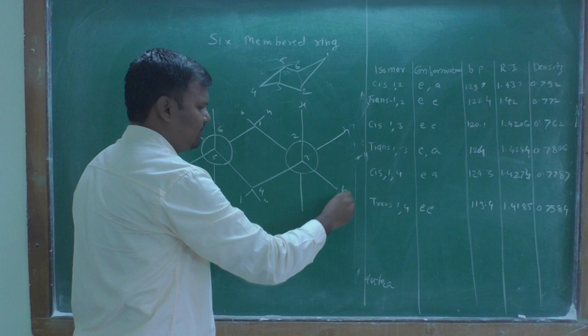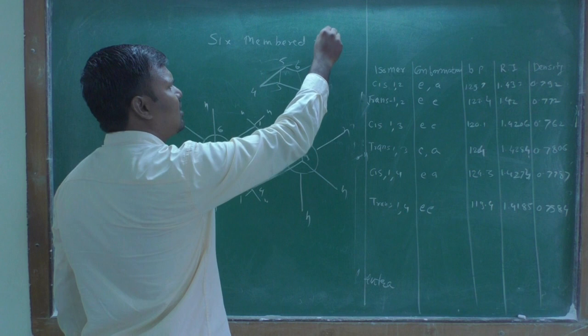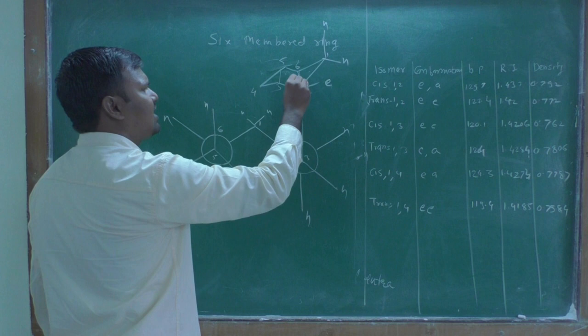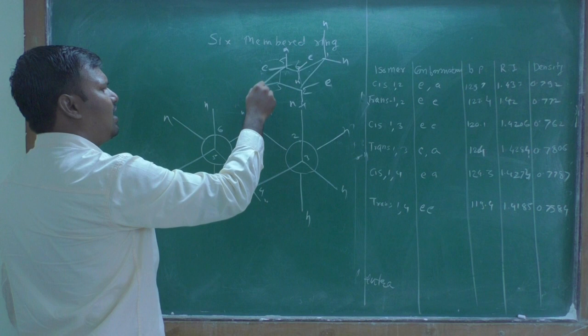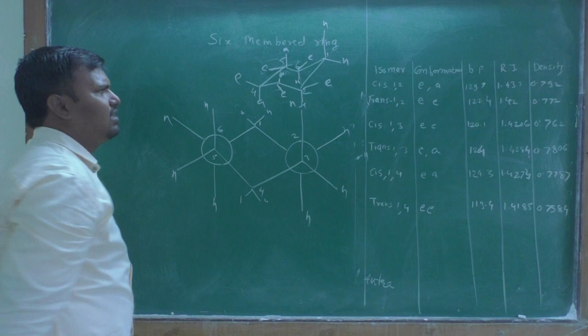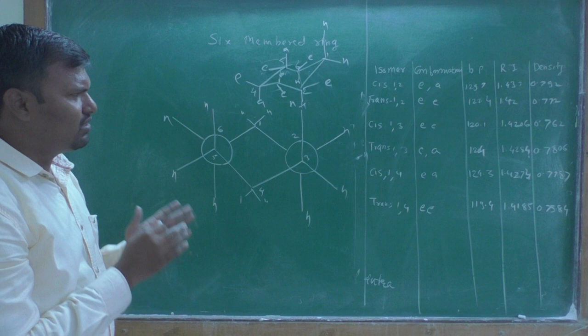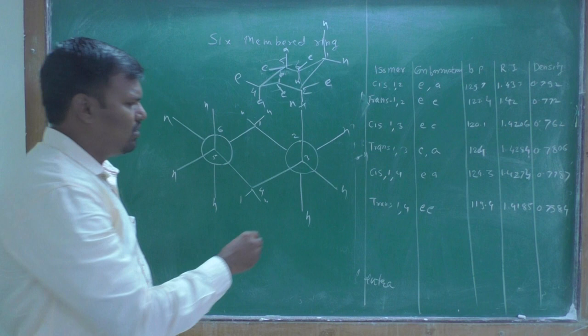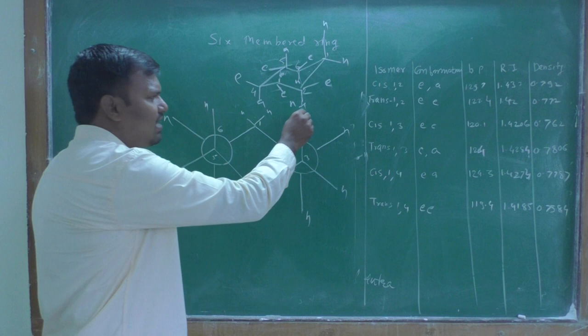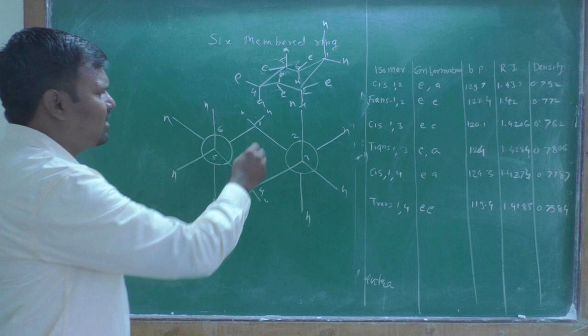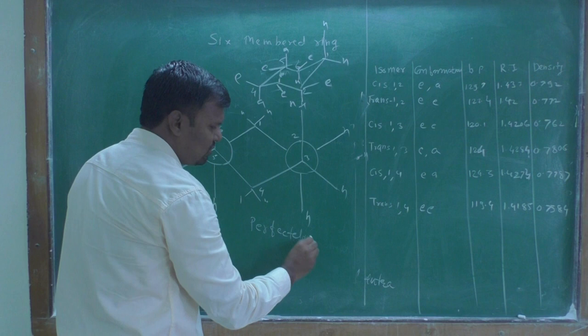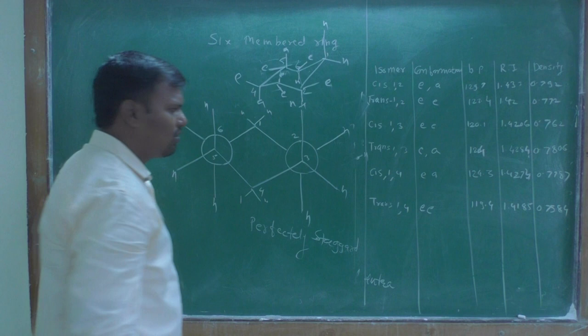When you see the structure of cyclohexane, one is axial, second is equatorial, axial, equatorial, axial, equatorial, axial, equatorial, axial, equatorial. Like that your hydrogens are there. Six hydrogens are equatorial and six are axial. Remember that: if one is axial, the other on the same carbon is equatorial. Therefore, these hydrogens are perfectly staggered, and when perfectly staggered, it means it is a stable conformation.